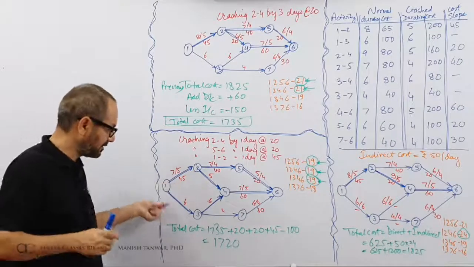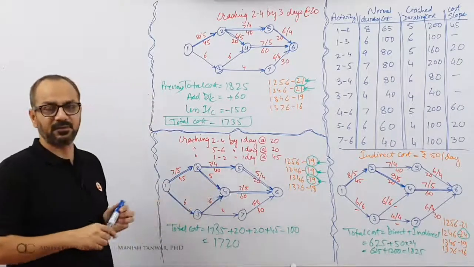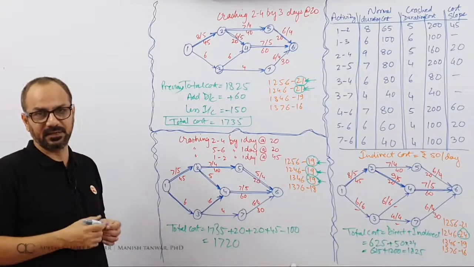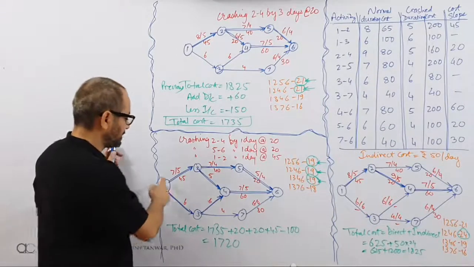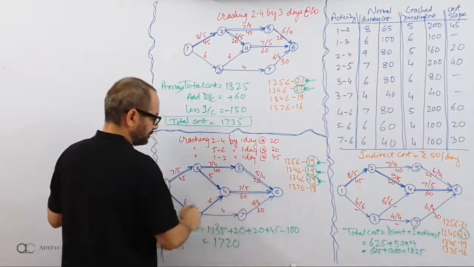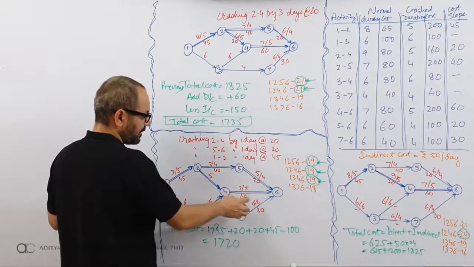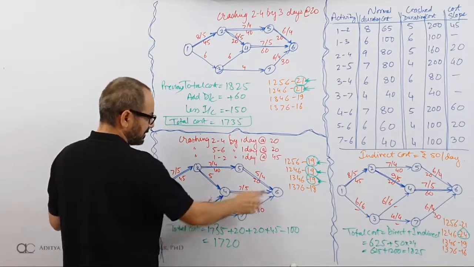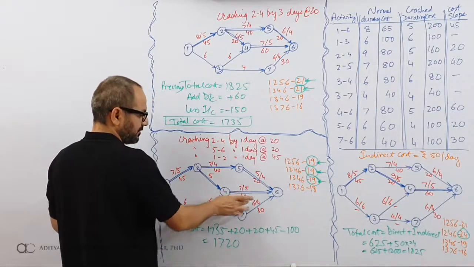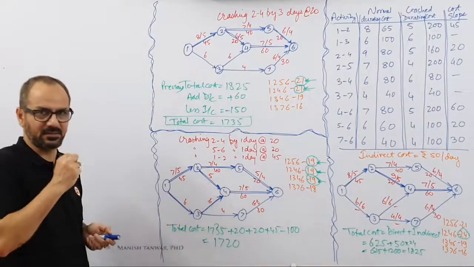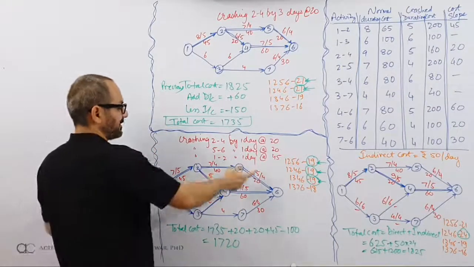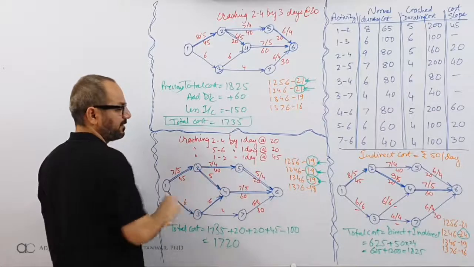But wait a minute, there is a third path also. You need to make a payment for that path also. What is this path? This path is 60. So if I make a payment of 60, this path will be reduced, this path will be reduced. For 60 rupees, I'll be bringing two paths down. But what about this path? I need to make a payment of 20 rupees.